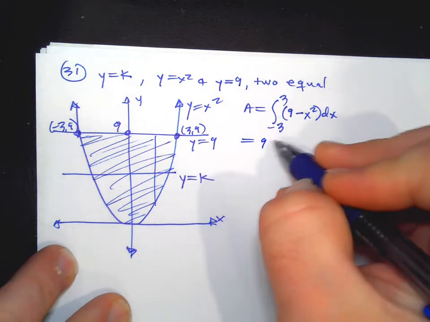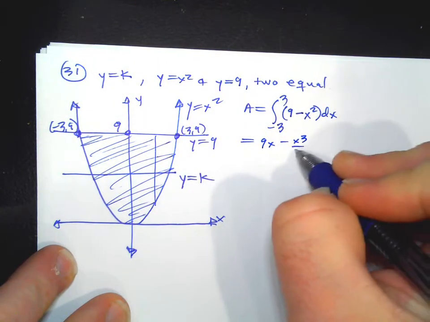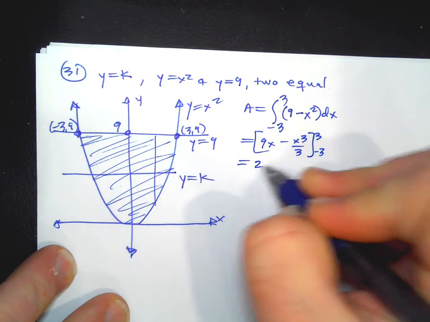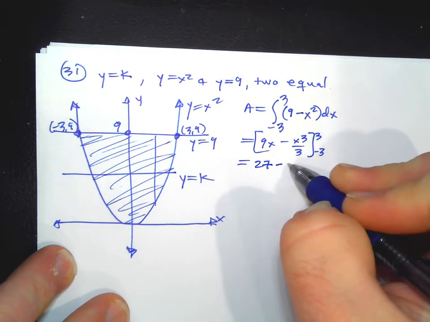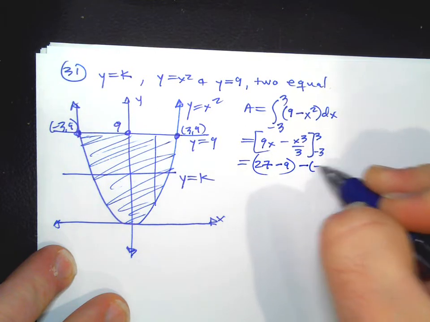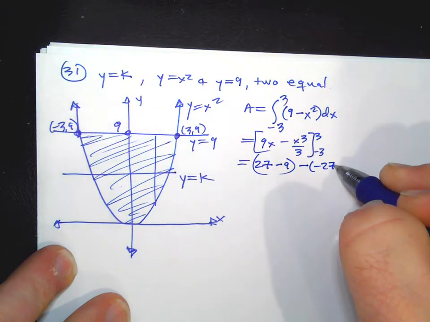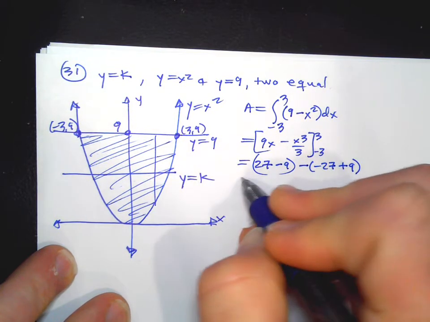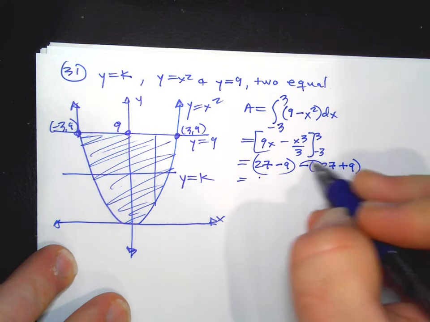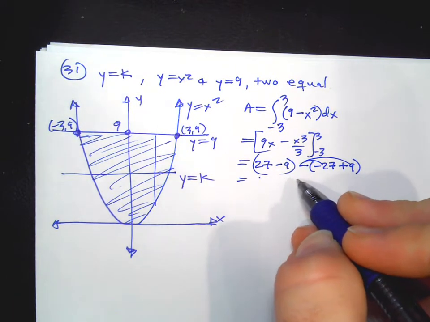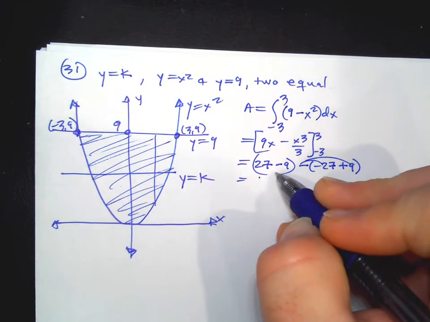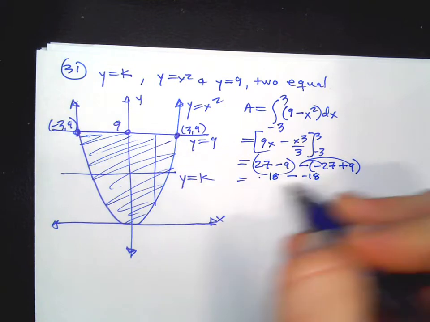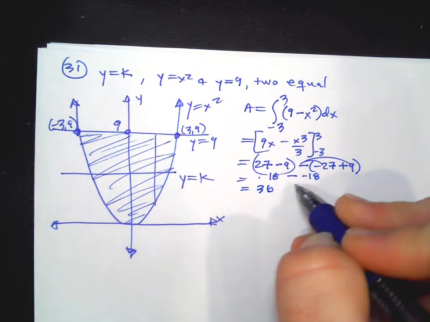And so we get 9x minus x cubed over 3. So we get 27 minus 9 minus negative 27 plus 9. And so we have, well, this is going to be 18 minus negative 18. So we get 36. That's your total area.